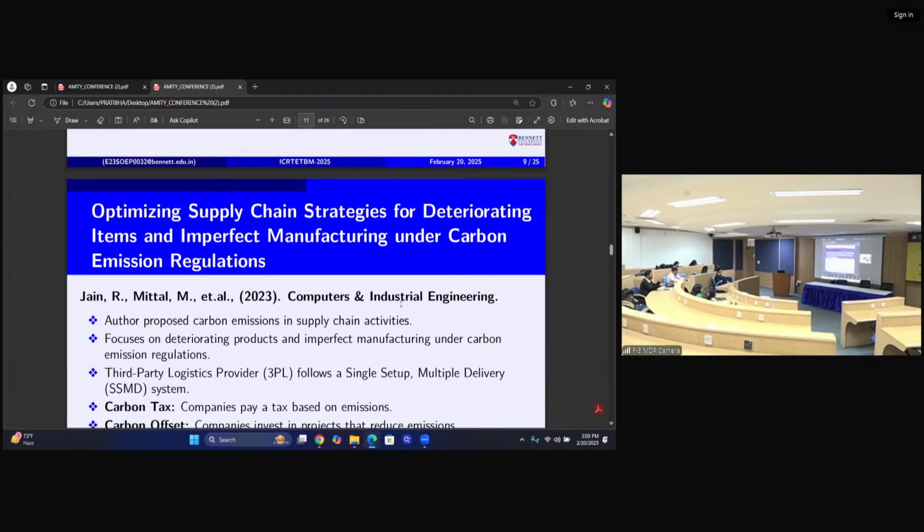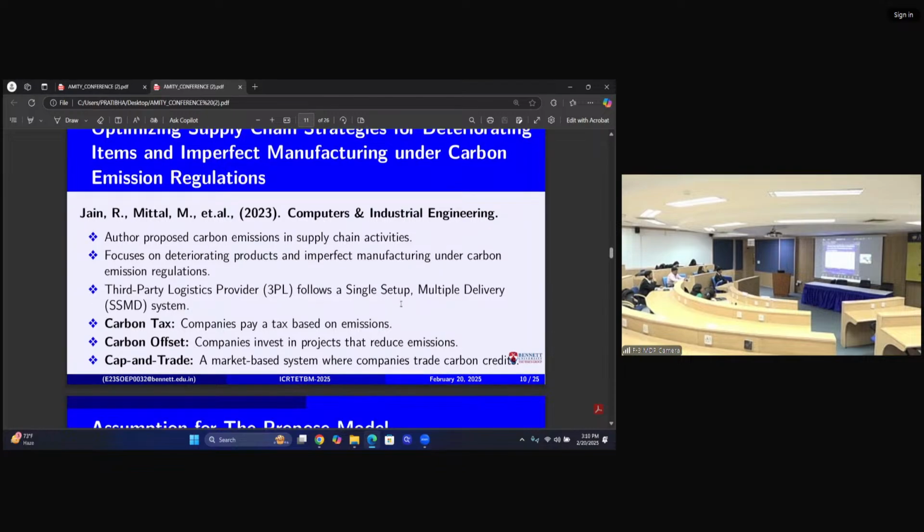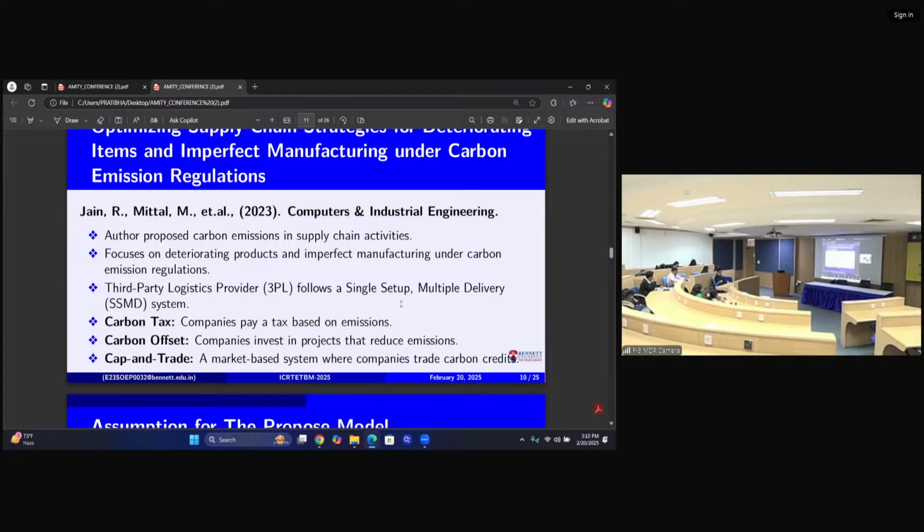On the basis of the above literature review, the optimization of supply chain strategies for deteriorating items and imperfect manufacturing under carbon emission regulation. Jain, Mittal et al. in 2023 proposed carbon emission in supply chain activities, a third-party logistics system, and a single setup, multiple delivery system. These are the three parts: uses of the carbon tax, carbon offset, and cap and trade. The focus is on the deteriorating product and imperfect manufacturing under carbon emission regulation.